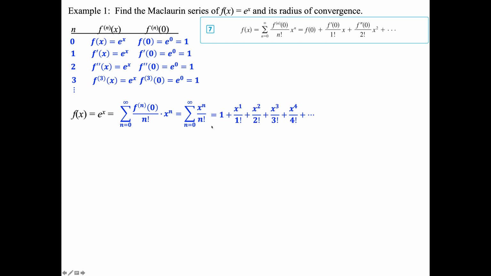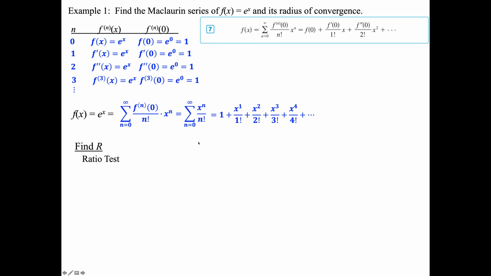So if we write this out, give us a couple terms. We have the 1, then x to the first. Remember here it was x to the 0 over 0 factorial. So we're just left with 1. X to the first over 1 factorial plus x squared over 2 factorial plus x to the 3 over 3 factorial, so on and so forth.